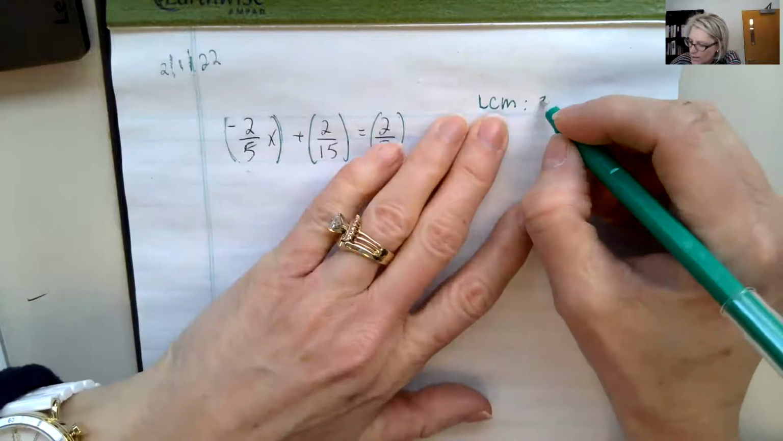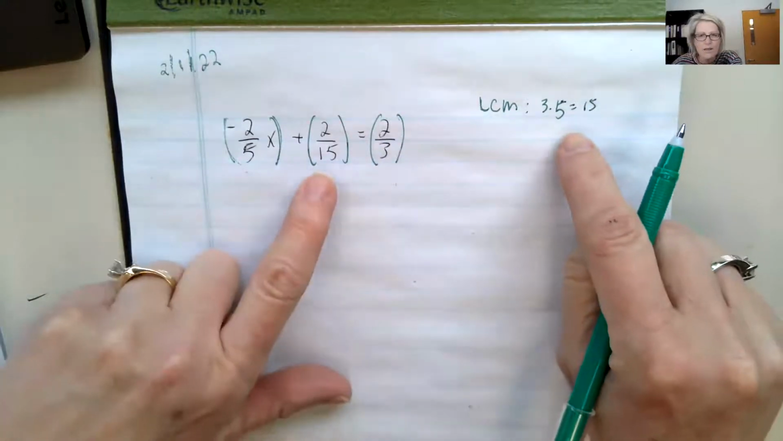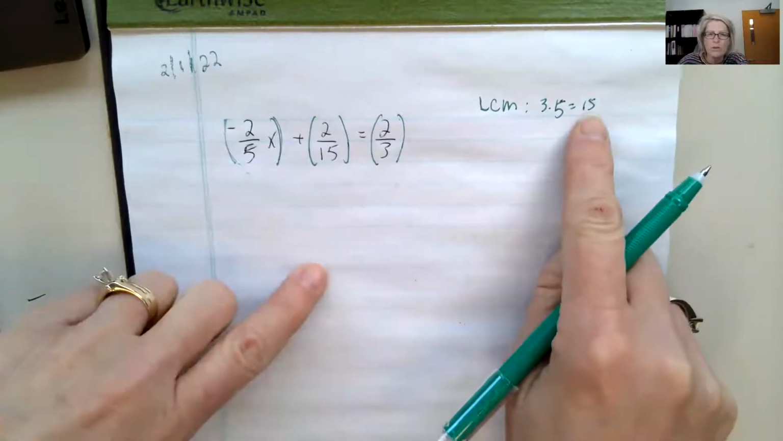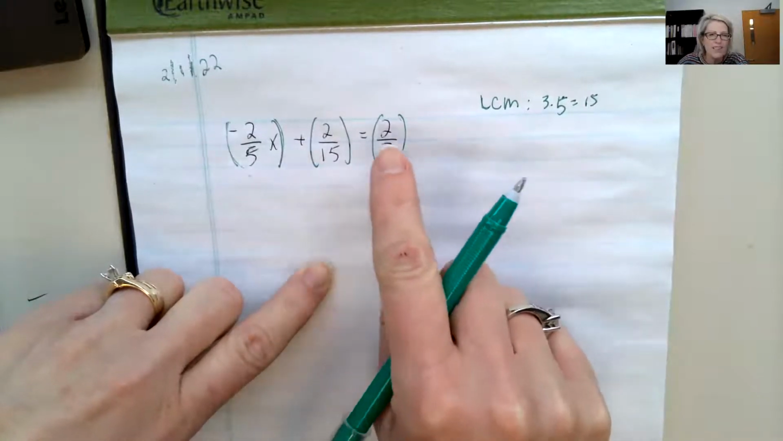So if we take 3 times 5, we get 15, which is the third number. So that means we can use 15 because you need to use a number that each of the numbers are a factor of or can multiply by something to get to.